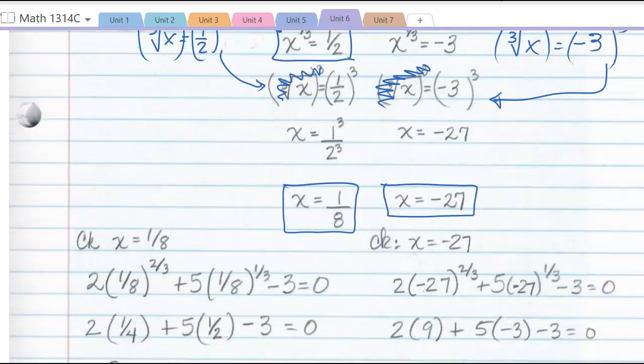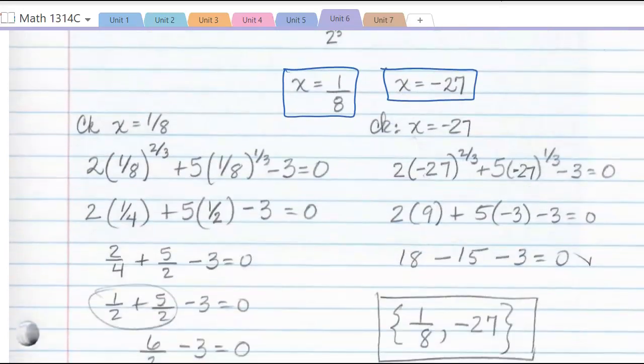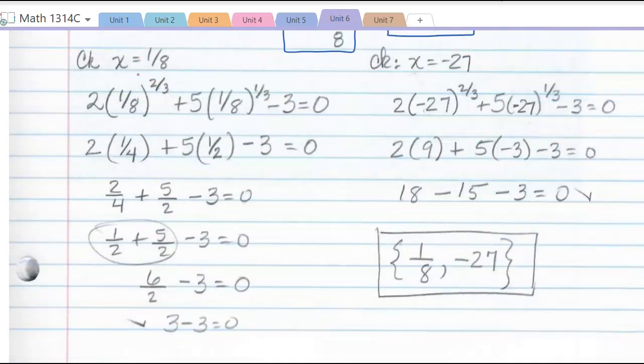So now we're going to check. Here's my work for checking. Notice I'm going to check to see what happens when x is equal to 1/8, and I'm going to put it into the original equation. So our original equation had 2 times x to the 2/3, so I'm going to write 1/8 where the x was, plus 5 times x to the 1/3, so I'm going to put 1/8 where the x was, minus 3 is equal to 0.